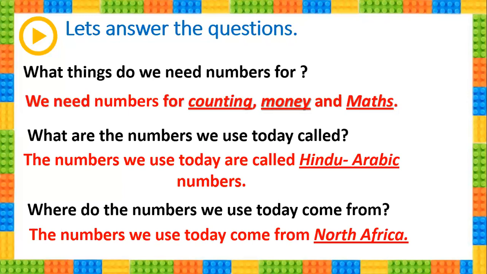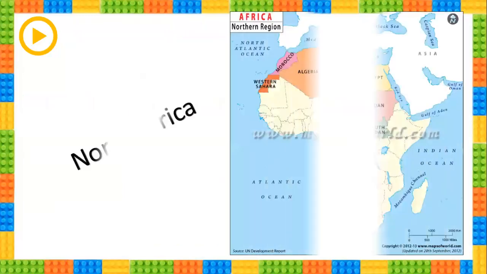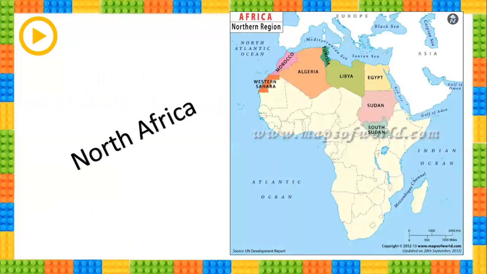North Africa, where is this region? Let's see it on the map. North Africa covers these 8 countries now. The whole part is the North Africa continent, but 8 countries belong to North Africa, students. So firstly, they used numbers here.